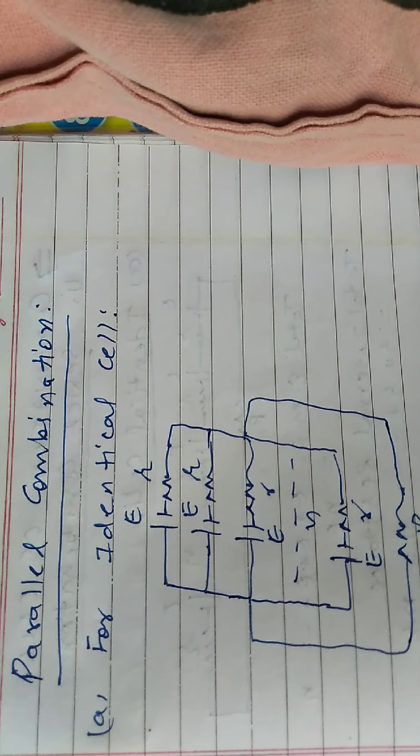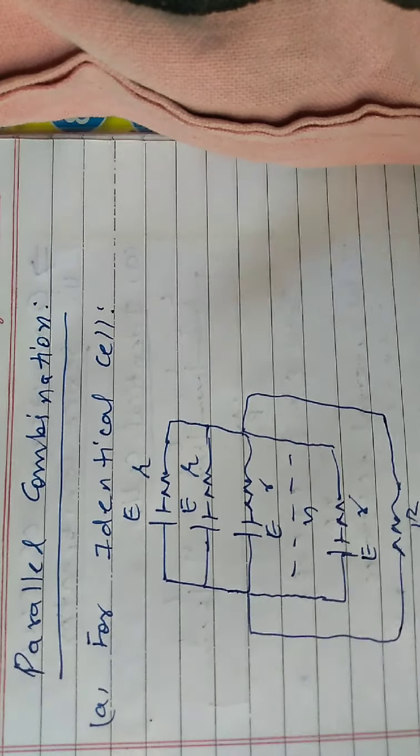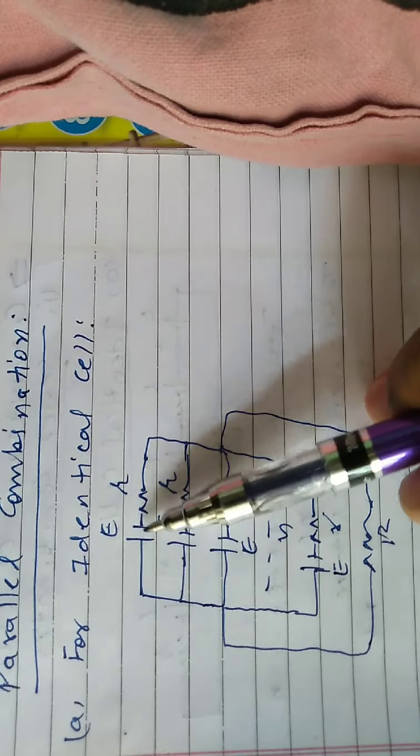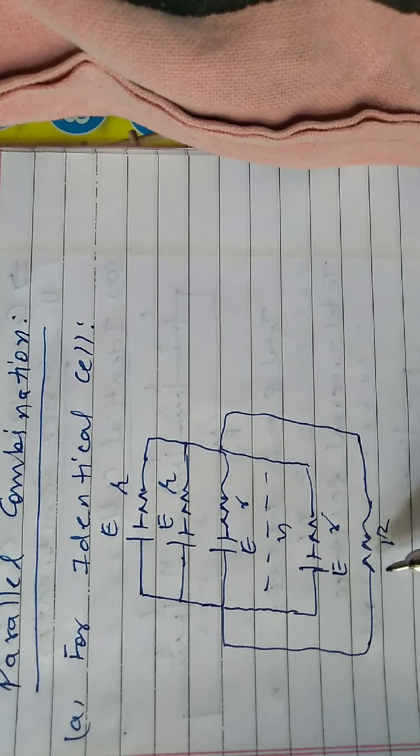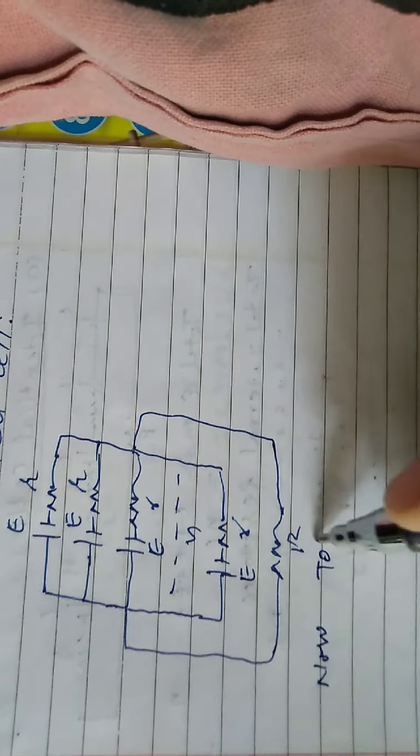Next topic is the parallel combination. For identical cells, let cells of EMF E and internal resistance r be connected in parallel combination. Let us have a total of n cells, and these are attached with the external resistance capital R. Now we have to find the total current of the circuit. Now total EMF for the parallel combination is E, as potential remains the same in the parallel combination.